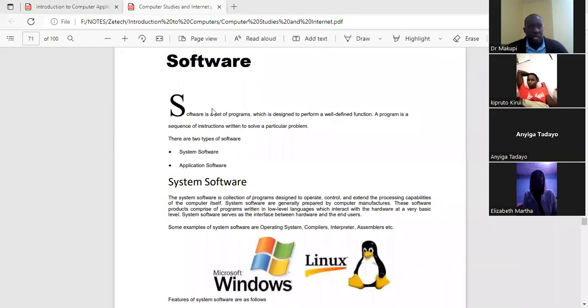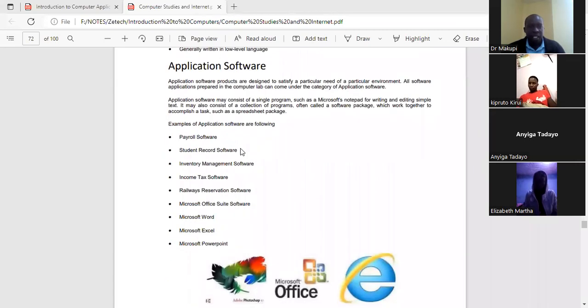So I was saying software is a set of programs, while a program is a set of instructions. Normally, software is in two categories: application software and system software. So I'll start from application software. Now, when I say application software, I mean a category of software that is designed to satisfy a particular need. It is a category of software designed to offer specific particular need to users. So I can just say that this is software designed for a specific purpose.